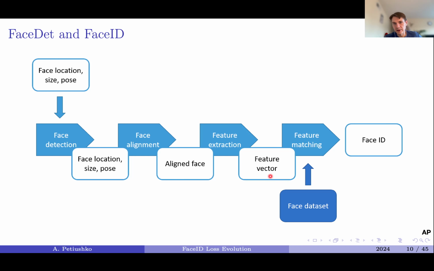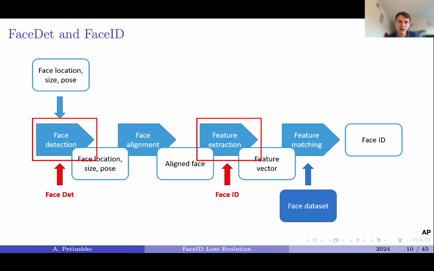Then we have this feature extraction. It provides this feature vector, and we have the face data sets that have, for example, 1 million templates, and we need to have the additional step here to match our feature vector with this face data set, and then we can report either we have found the specific face ID or not. And if you're talking about neural nets, usually we have two neural nets. For face detection, it's called face detector or face det, and for feature extraction, when we're extracting this representation, usually it's called FaceID.